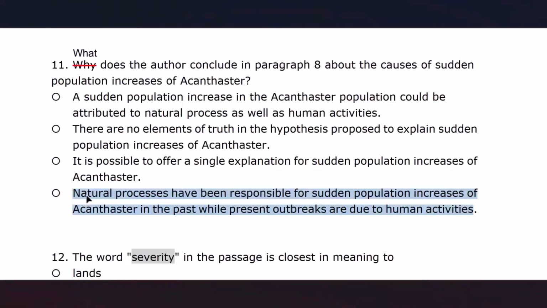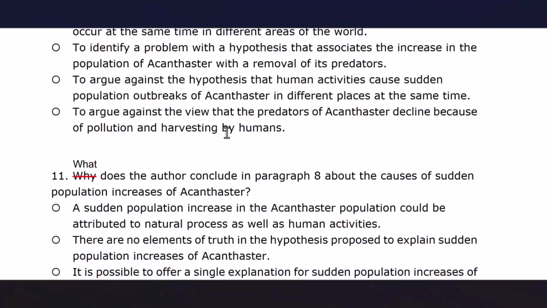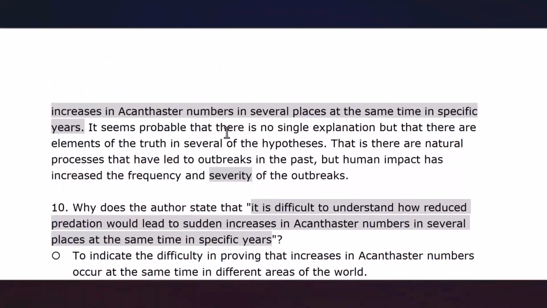Option 4. Natural processes have been responsible for sudden population increases of Acanthaster in the past, while present outbreaks are due to human activities. So this option categorizes the causes of Acanthaster outbreaks in terms of time. It says that in the past the causes were natural processes, and in our current time, the causes are human activities. I think we should go back to paragraph 8 and check this.